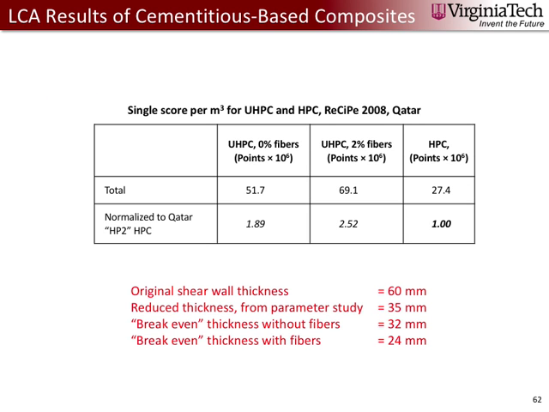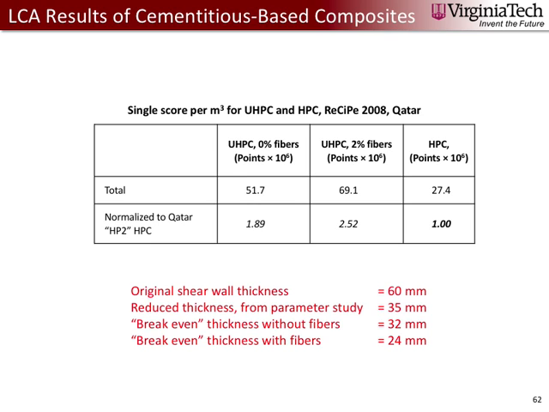This table shows the single score per unit volume of UHPC and HPC. The second line normalizes this to the HPC, and in this process we can see that the environmental impact of UHPC without fibers is around 1.9 times that of HPC, and with fibers 2.5 times that of HPC for unit volume of each. So the numbers on the bottom are showing what this means for the shear walls.